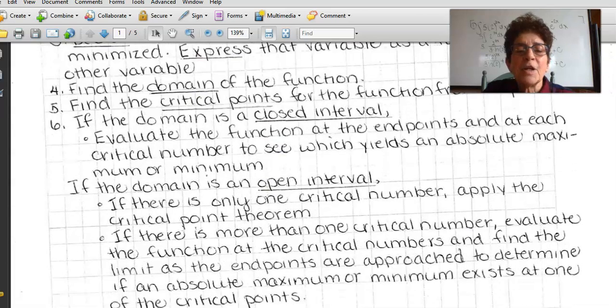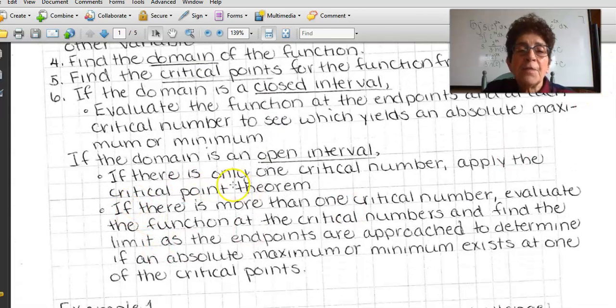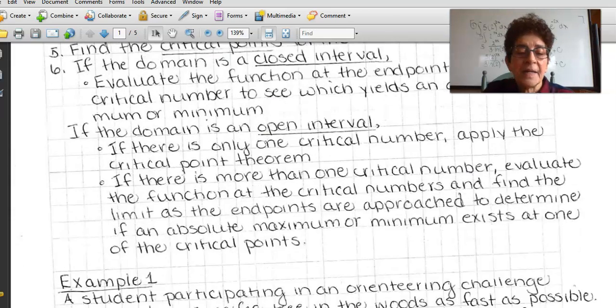And if the domain is an open interval, you've got the critical point theorem. If you've only got one critical number, you're going to apply that. And if you have more than one critical number, you have to evaluate the function at the critical numbers and then find out what happens as the function approaches the x values that are your endpoints, to see if an absolute maximum or minimum exists at one of the critical points. So let's take a look at some examples of how to apply these steps to finding extrema.